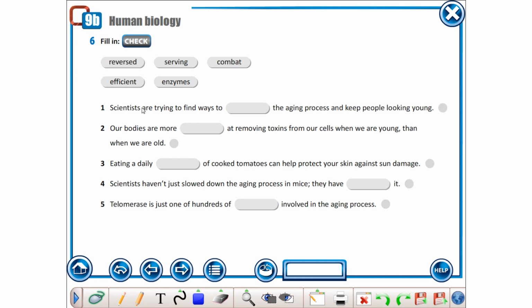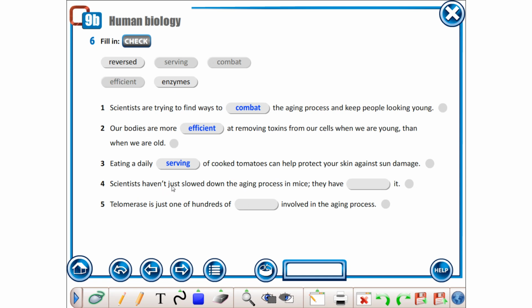The first sentence. Scientists are trying to find ways to combat the aging process and keep people looking young. Our bodies are more efficient at removing toxins from our cells when we are young than we are old. Eating a daily serving of cooked tomatoes can help protect your skin against sun damage.